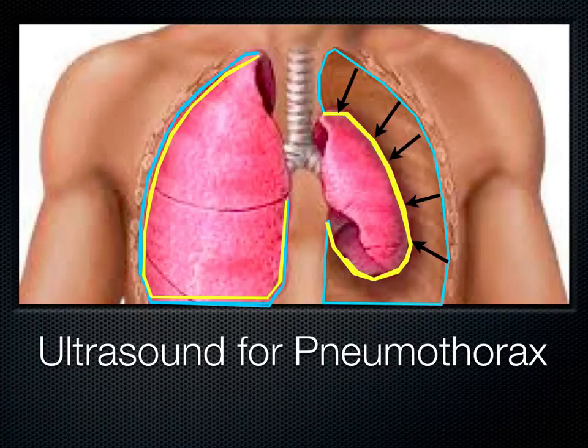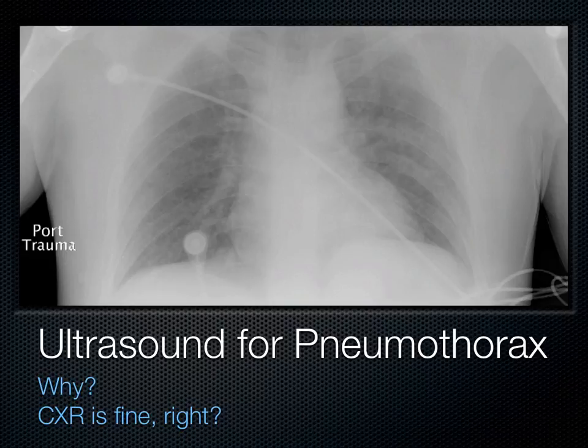Right, moving on to ultrasound for pneumothorax. We all know that a pneumothorax means the visceral and the parietal pleura have separated and air has collected between the two layers, therefore allowing the lung to collapse. So why don't we just do a chest x-ray for this? This is what we've always done, right?